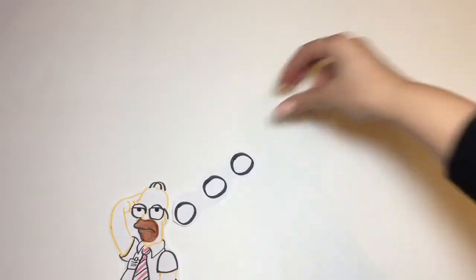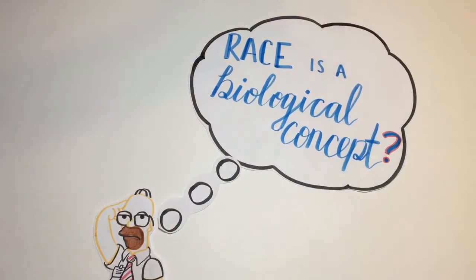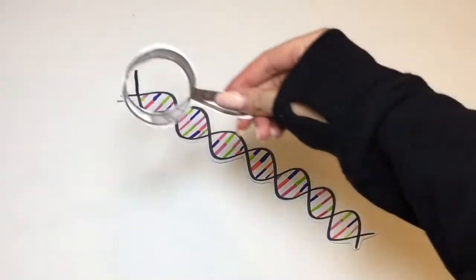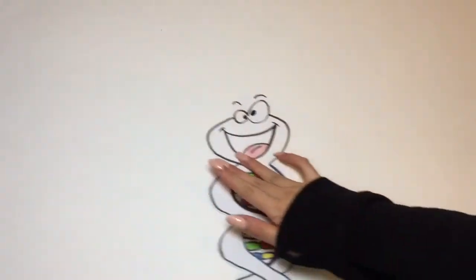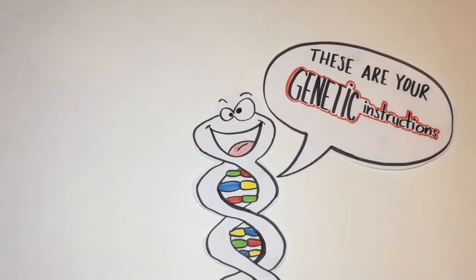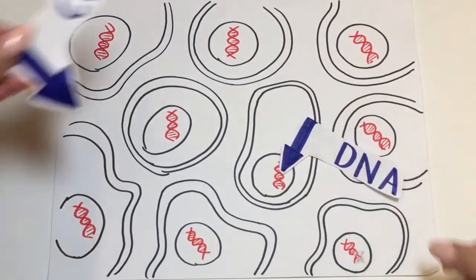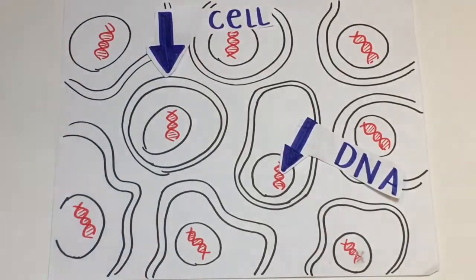Many believe that race is a biological concept, however, there is actually no genetic basis that corresponds with any particular race. Let's break it down by taking a look into our DNA. Deoxyribonucleic acid is a set of instructions that tells cells what to do. DNA is found in all cells, the tiny compartments that make up all living things.